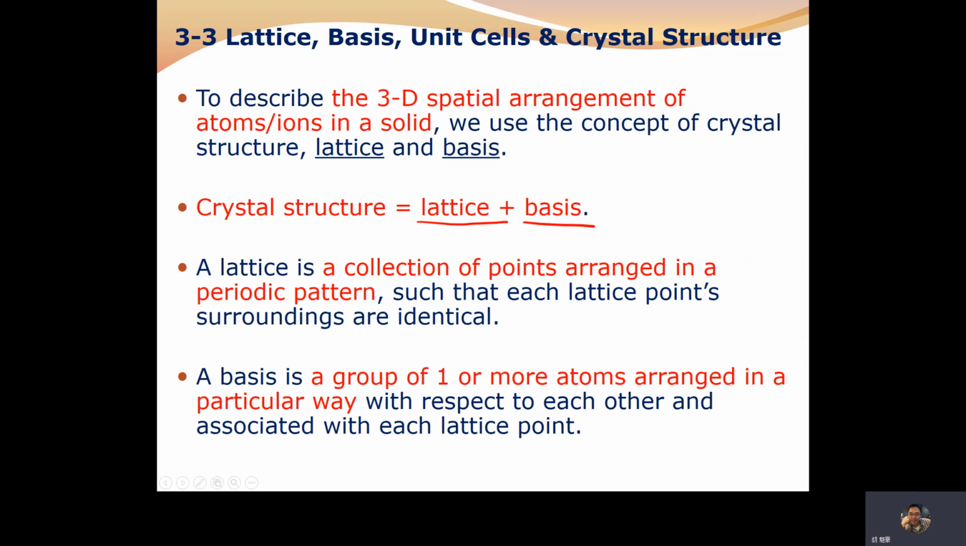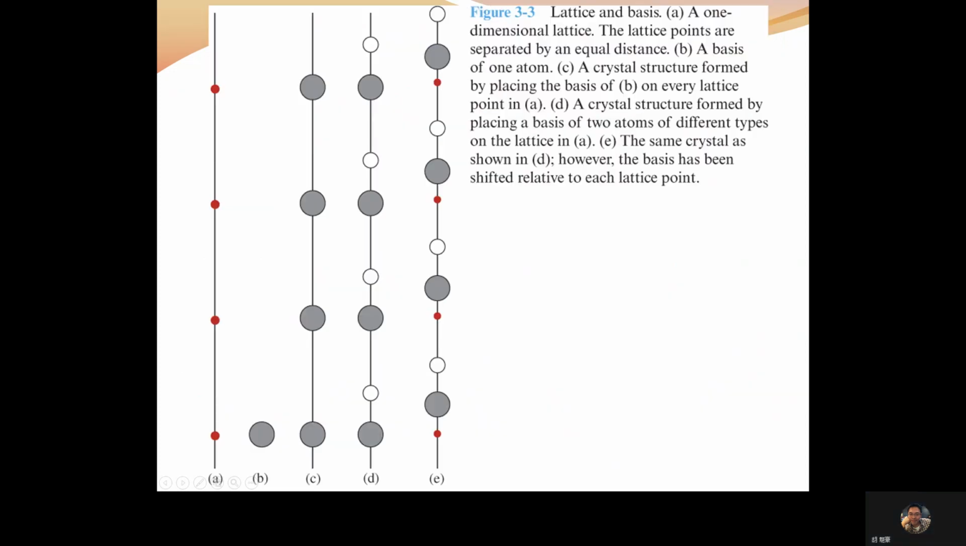A lattice is a collection of points arranged in a periodic pattern, such that each lattice point's surroundings are identical. And a basis is a group of one or more atoms arranged in a particular way with respect to each other and associated with each lattice point. Okay, what does this mean?